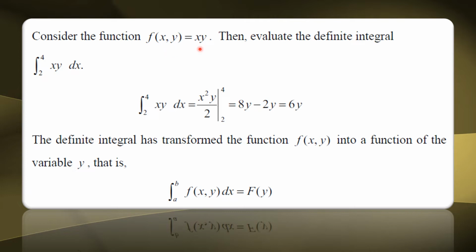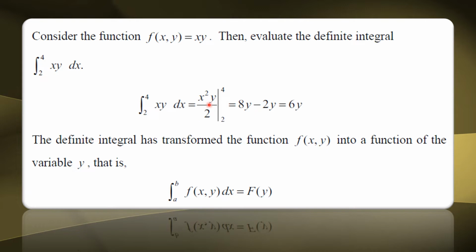Now let's see what happens when we evaluate the definite integral of xy with respect to x, where the lower limit is 2 and the upper limit of integration is 4. Okay, so this is the working of the integration. When we evaluate the integral of xy with respect to x, we are considering x as the variable, taking y as a constant. So when we integrate x with respect to x, the answer is x squared over 2, multiplied by the constant y.